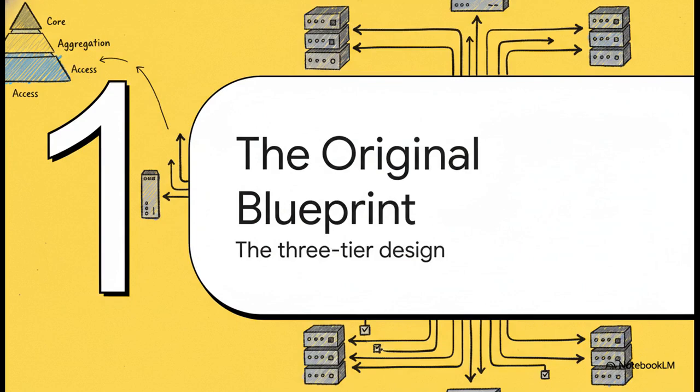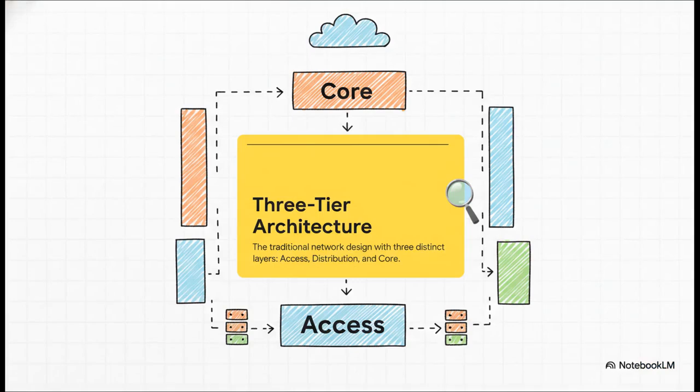For a long time, data centers were all built using a very specific, kind of hierarchical blueprint. Yeah, this was the go-to design for ages, the three-tier architecture. And look, it made sense. It was organized, it was logical, and for what it was designed for, it worked great. The whole idea was to split the network's job into three very clear, distinct layers.